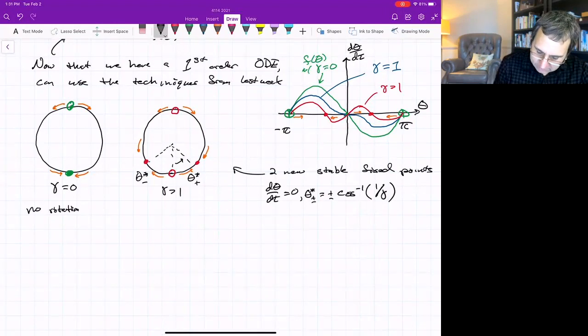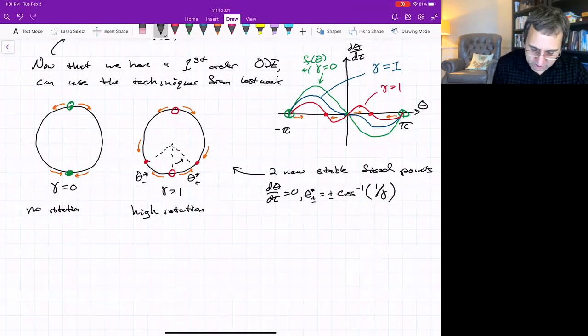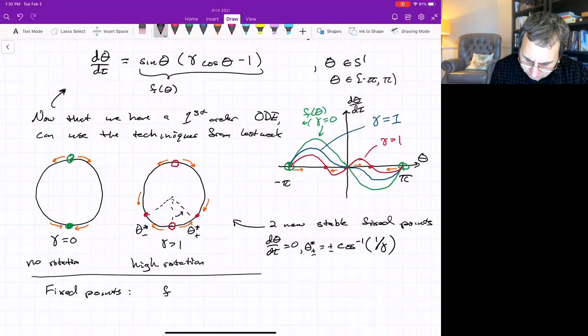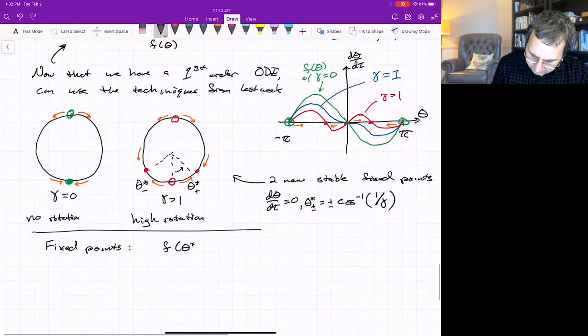So this is gamma greater than 1, we'll call that the high rotation regime. If gamma is less than 1 but greater than 0, that's low rotation and still qualitatively looks like the no rotation case because no new equilibrium points showed up. If we were to talk about the fixed points, those are the places where this formula d theta d tau equals F of theta. Those are the special points theta star that make F equal to 0.